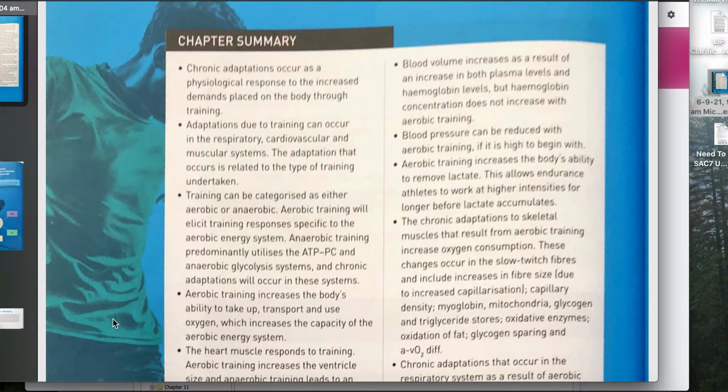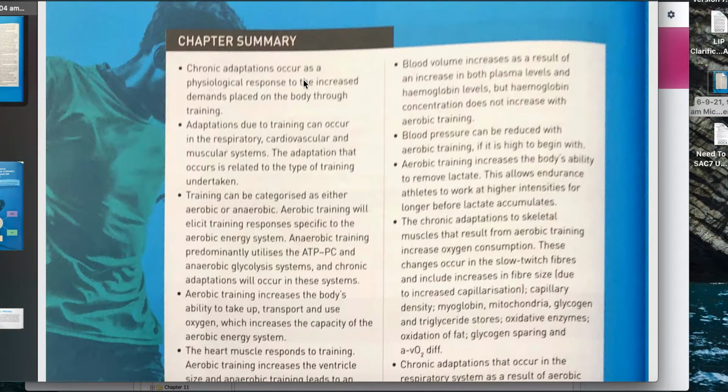If, as you're reading through these dot points, it makes sense to you, then you're on the right track. So as I read through this dot point, chronic adaptations occur as a physiological response to the increased demands placed on the body through training. Now, there's so much that goes through my brain as I read that dot point. Physiological, that means stuff is actually physically changing inside my body.